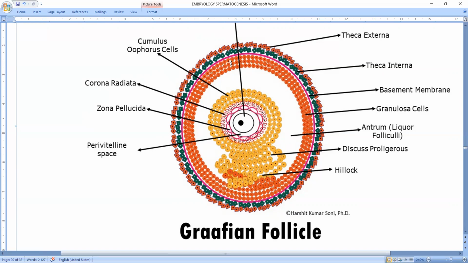So the follicle includes up to these orange color cells only. This total structure is the follicle, and these are actually the daughter cells of the oogonial mother cell.